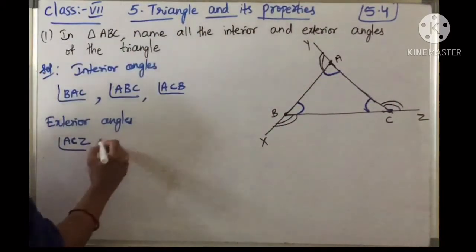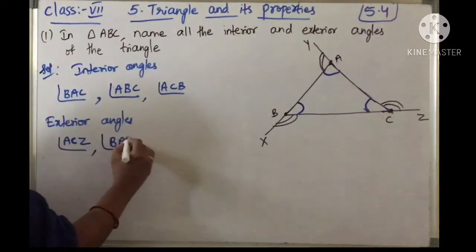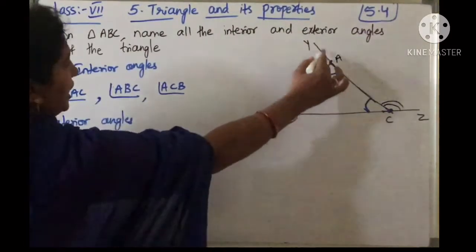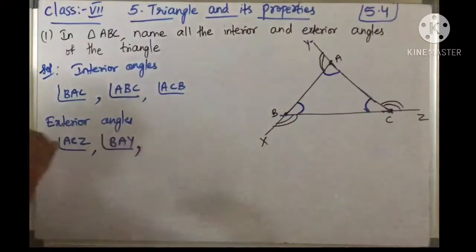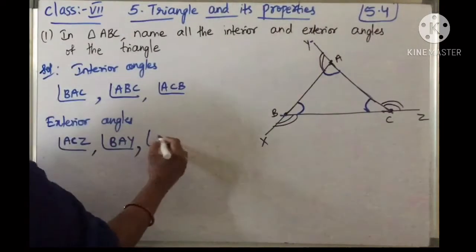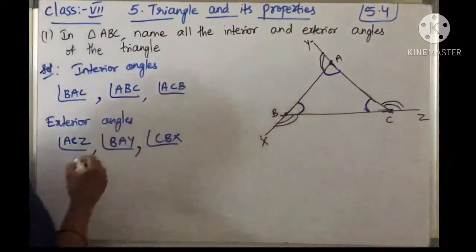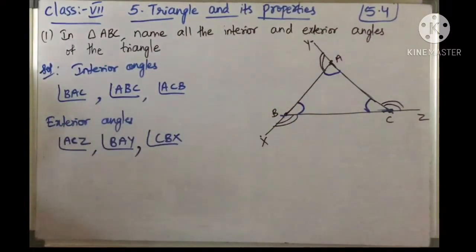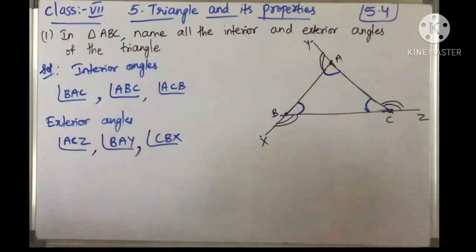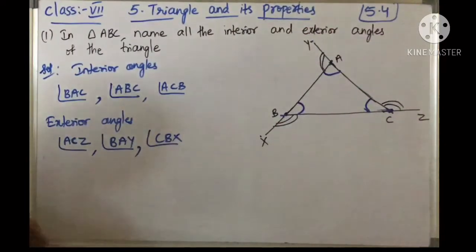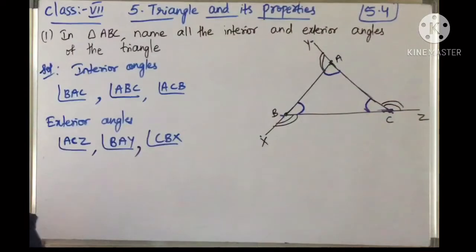Next one, angle BAY. And next one, angle CBX. So these three, angle ACZ, angle BAY, angle CBX, are the three exterior angles of the given figure.